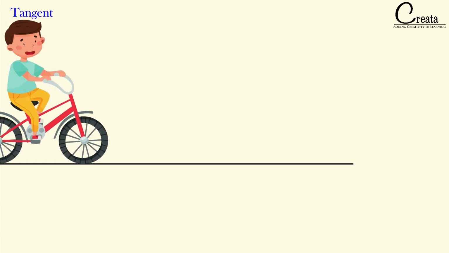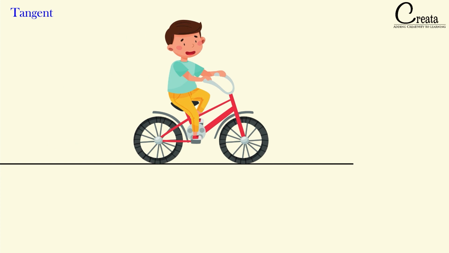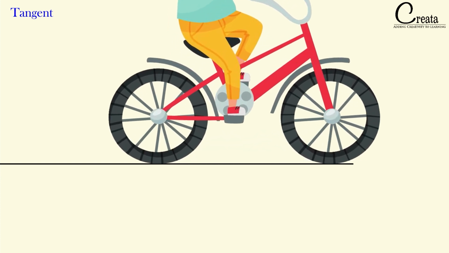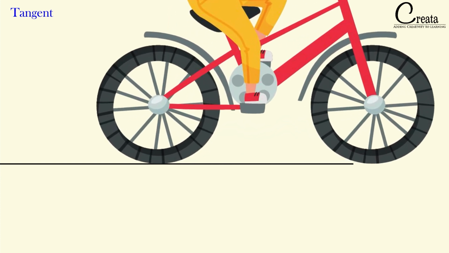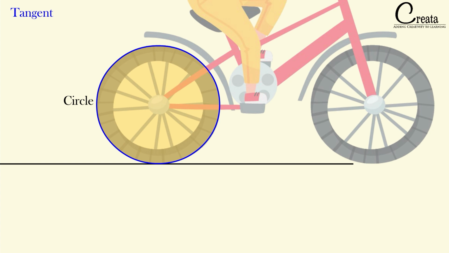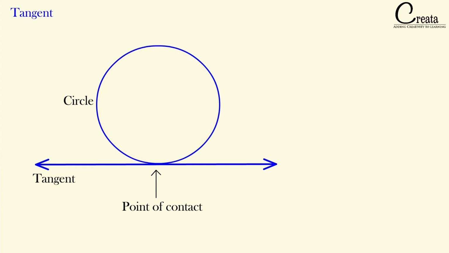We can take a real life example of a tangent. This is a bicycle and the wheels of the bicycle are rotating on the ground. So at any given point, the ground, which is a flat surface, will act as a tangent to the wheel. Here this wheel is a circle and the ground is a tangent. And this point at which it is touching the wheel is called the point of contact. Just a practical example of what tangents are.